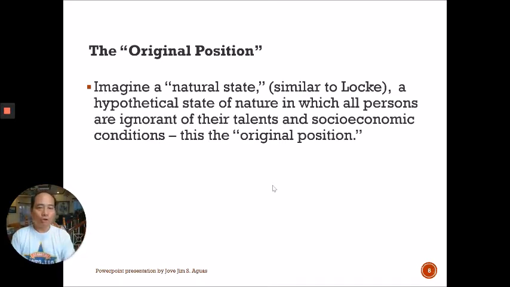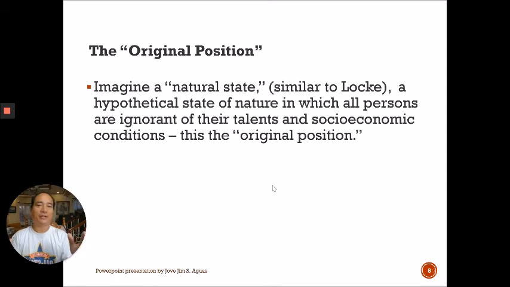For Rawls, it is a hypothetical state of nature in which all the members, all the people, are ignorant of their talents and of their socioeconomic conditions. All right. So this is the original position, meaning this is the pure, the primitive position, where everybody is aware of their capacities, but not necessarily their talents or skills or their socioeconomic conditions. So that's the hypothetical state of nature, similar to Locke's.